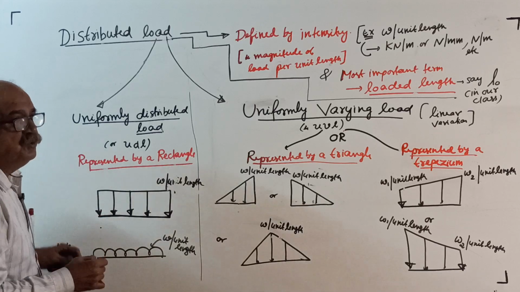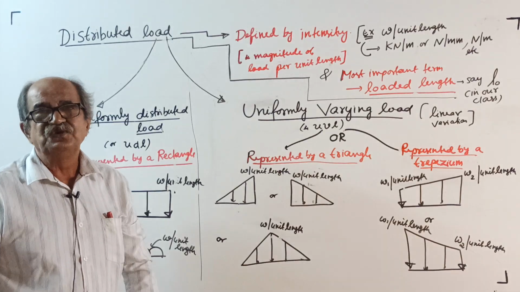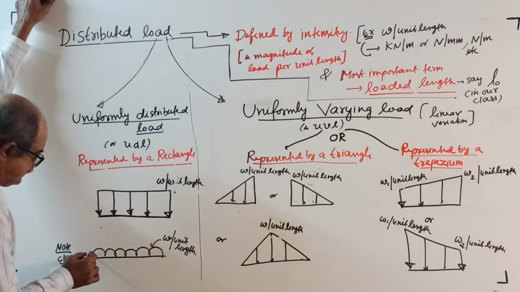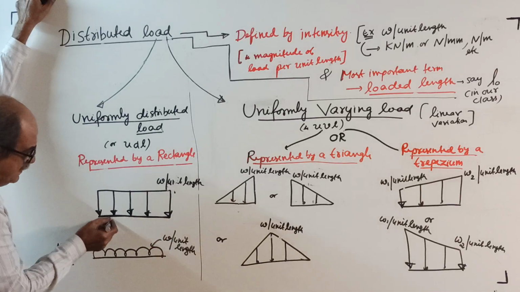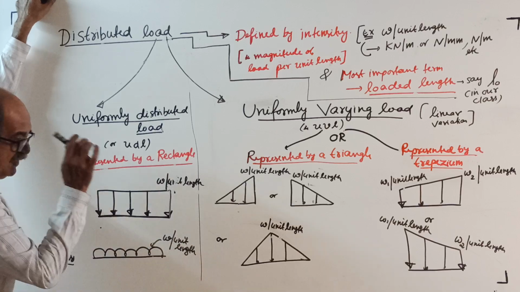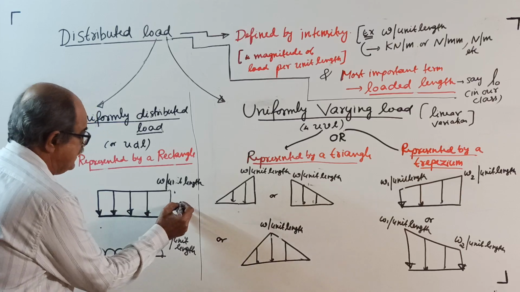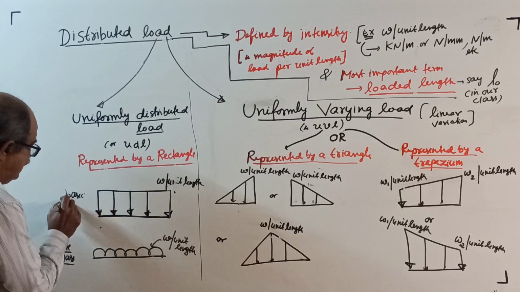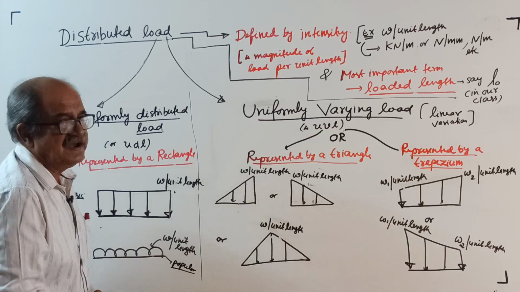Later, for UDL, we won't draw the rectangle. It becomes more laborious. So throughout the world, more than 90% of people show it like this. But again, remember, this length is this length, and what I wrote here is this height, w per unit length. This is the very popular representation. This is the basic, and this is popular or easy to understand. Okay.